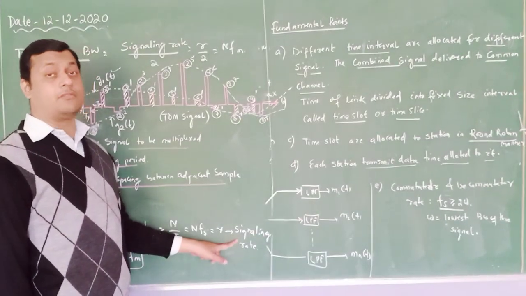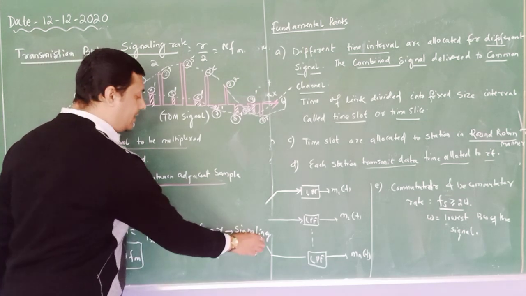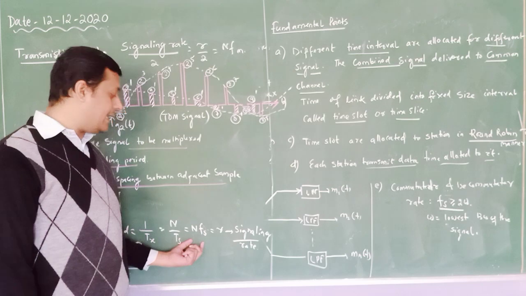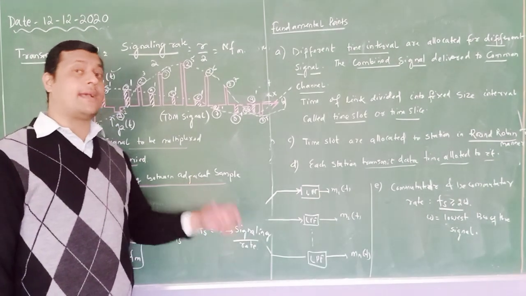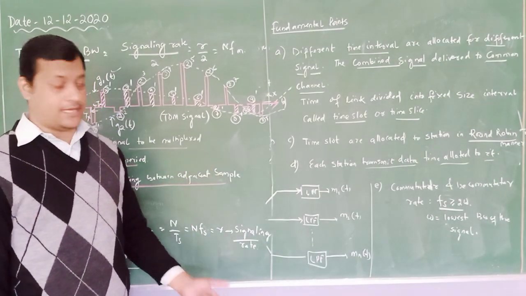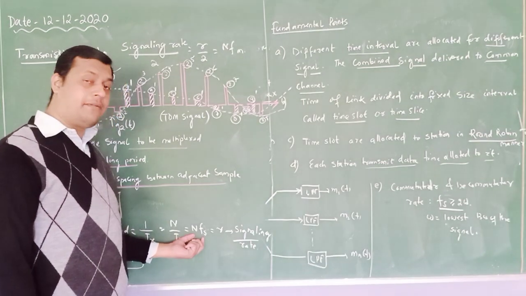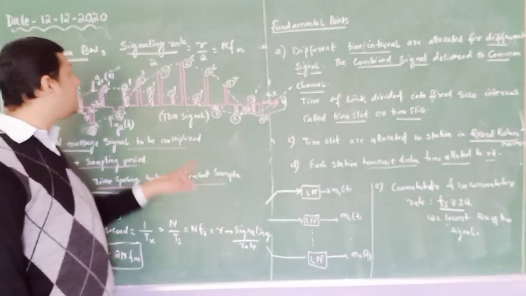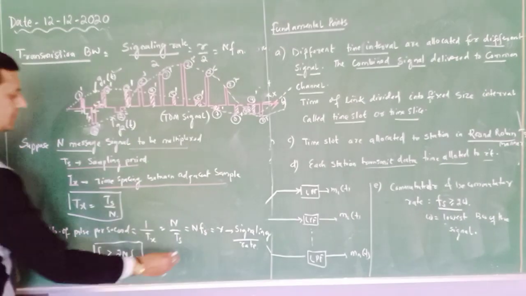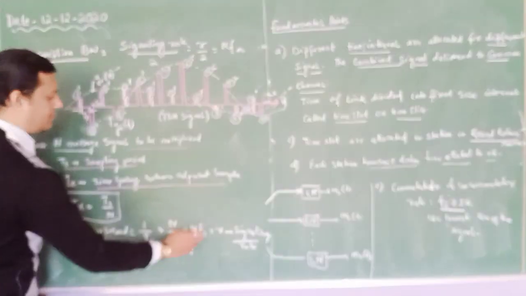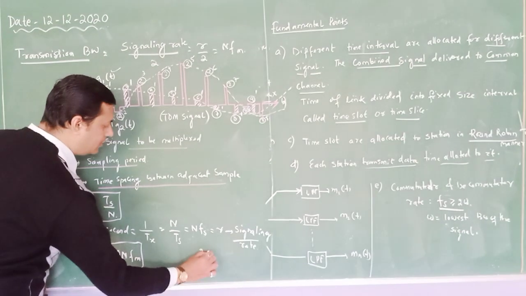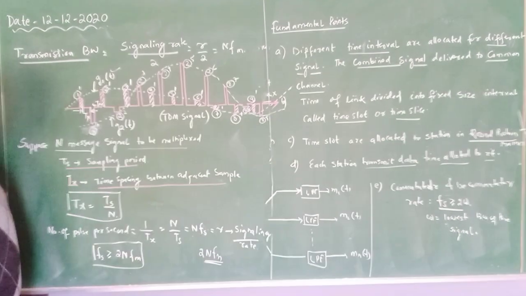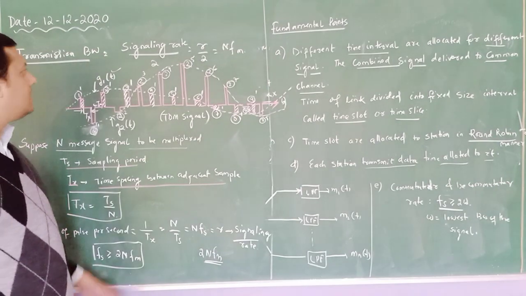In the exam they will ask what is the signaling rate. So the signaling rate is r, small r, which is n into Fs. What is Fs? Twice Fmax. So n into Fs is n into 2Fm. Here I have written it: you can write n into Fs or 2n into Fm, because Fs is equal to twice Fm.